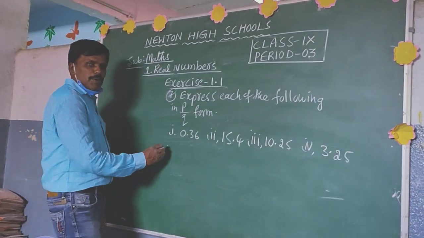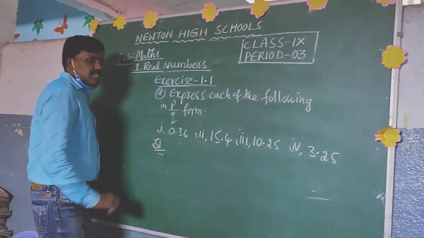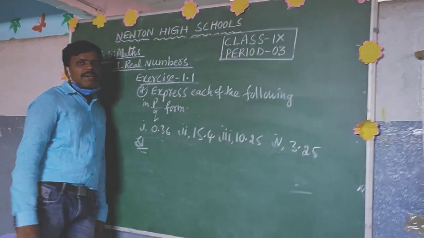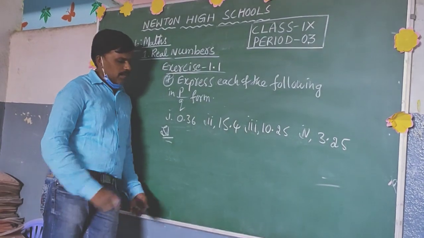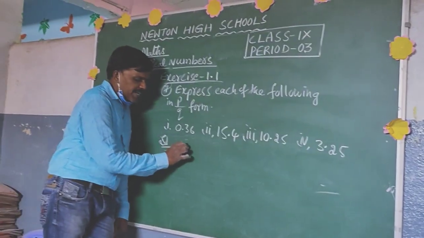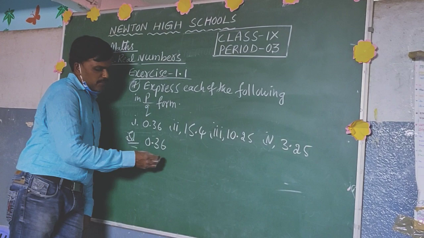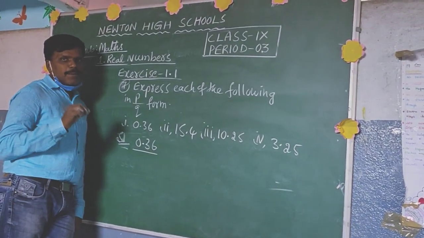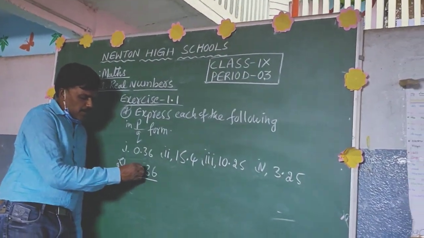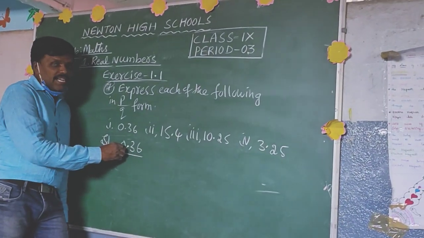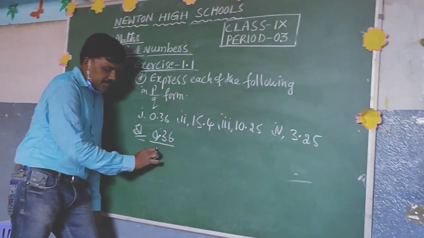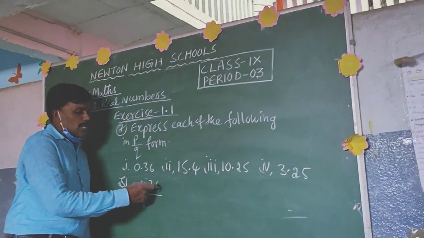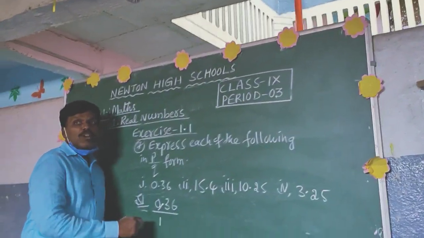So first one is 0.36, isn't it? It's a decimal number. We have to convert it to the form of P by Q. That's nothing but a rational number. How to do that? 0.36. First you have to draw one line. First we have to remove the decimal point. When you remove the decimal point, instead of that decimal point, we get 1 in the denominator. After that, how many digits are there after the decimal point? That many zeros we get in the denominator.